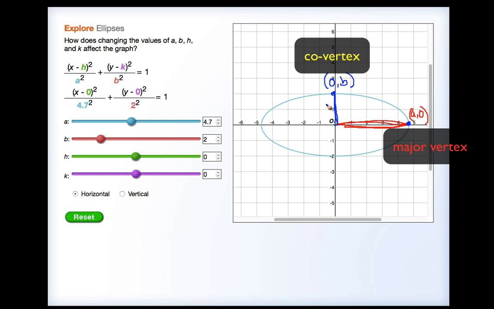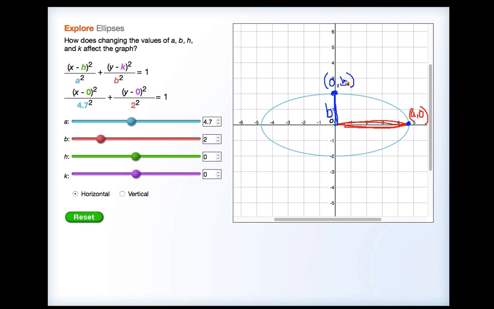Again, this length here, this length b, coincides with the b that the y coordinate is at this point. And that goes with this b right here. And then the length of a right here coincides with this aspect of the equation.